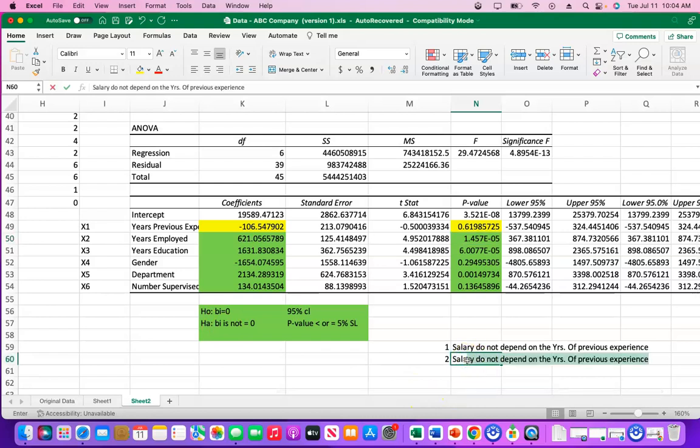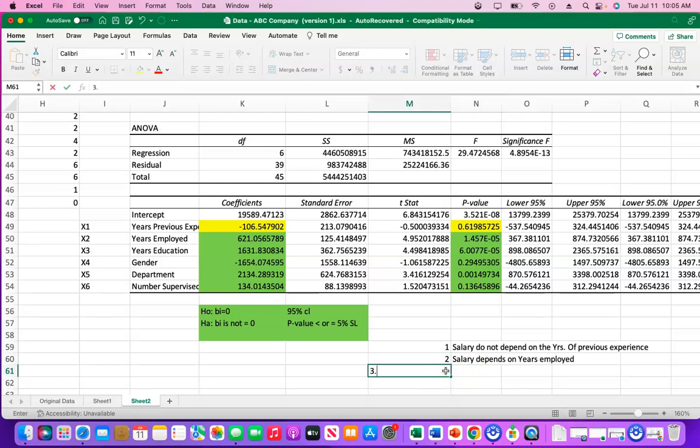And so we can say that salary depends on years employed. And let's go with the third variable, which is years of education. As we have said, this also gives us 0.50060077, and therefore we can say that salary depends on years of education.